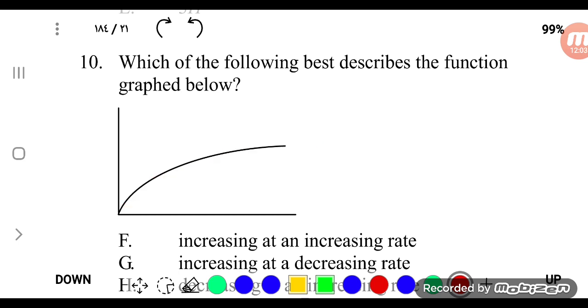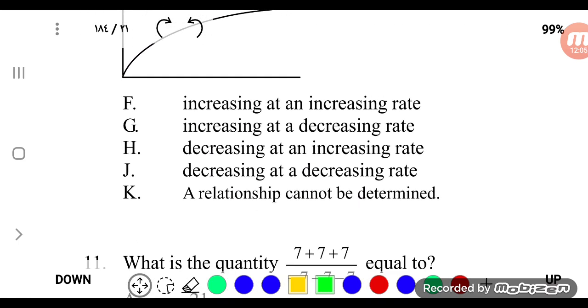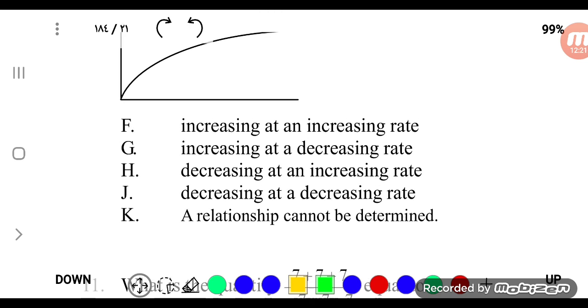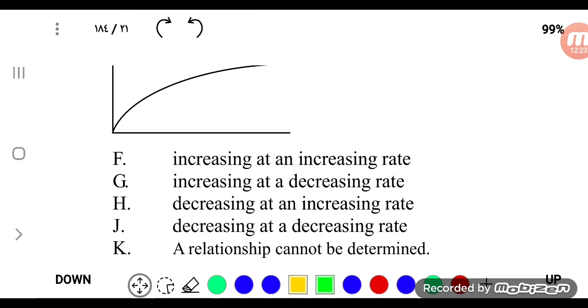Clearly here, the function is increasing because the pen is moving up. So here we have to choose one of the options. Increasing, option F. Increasing, also G. So you have to choose either F or G because the rest do not fit the requirement here. F or G is the answer.